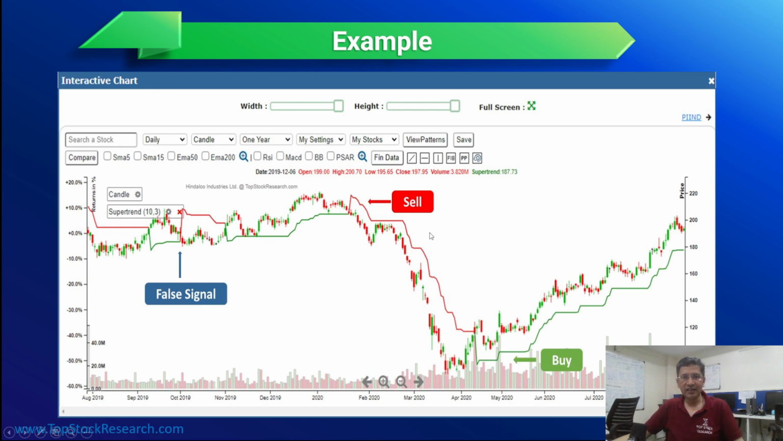Like any other indicator, this indicator is also prone to certain false signals. Hence, we have given an example. In this particular scenario, it was a false signal. So perhaps a stop loss would be triggered, or it could be a wrong trade in that direction.